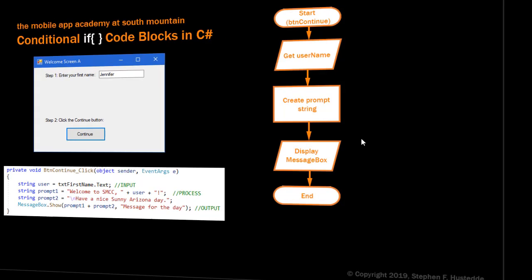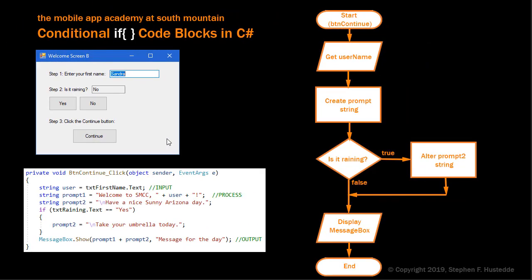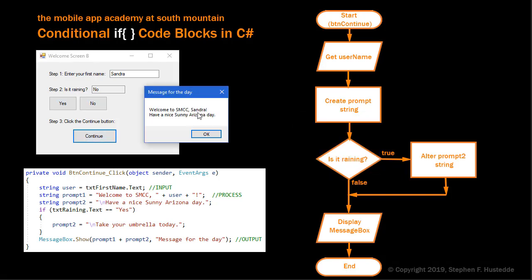Let's look at how we can do that. I've altered the program a little bit. This time the user enters their first name. They're asked, is it raining? And they can choose either yes or no. Then they click the continue button. So if the answer is set to no for is it raining, they're told, welcome to SMCC, Sandra. Have a nice sunny Arizona day.